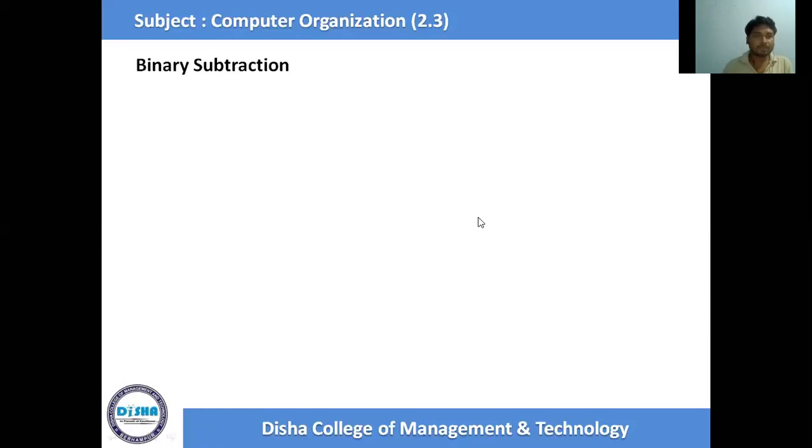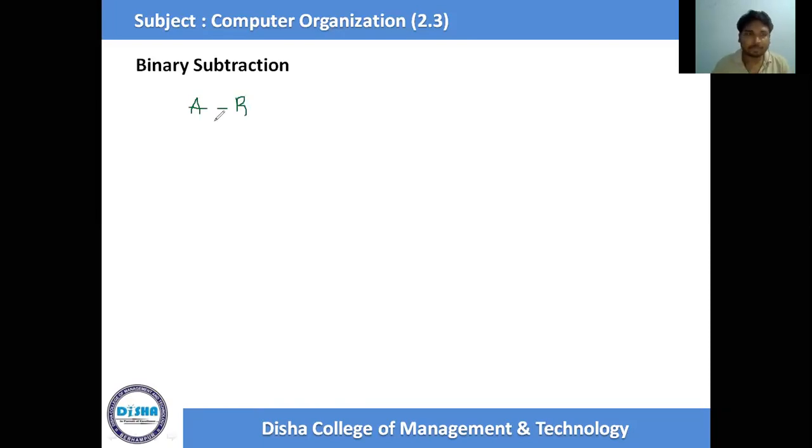Next operation is binary subtraction, but here is one curiosity: the computer cannot perform the subtraction process, or there is no such circuit for the computer to do the subtraction. The computer does only addition, multiplication, and division. So the question is how the computer does the subtraction. Just remember in mathematics, subtraction of two numbers A and B is A minus B.